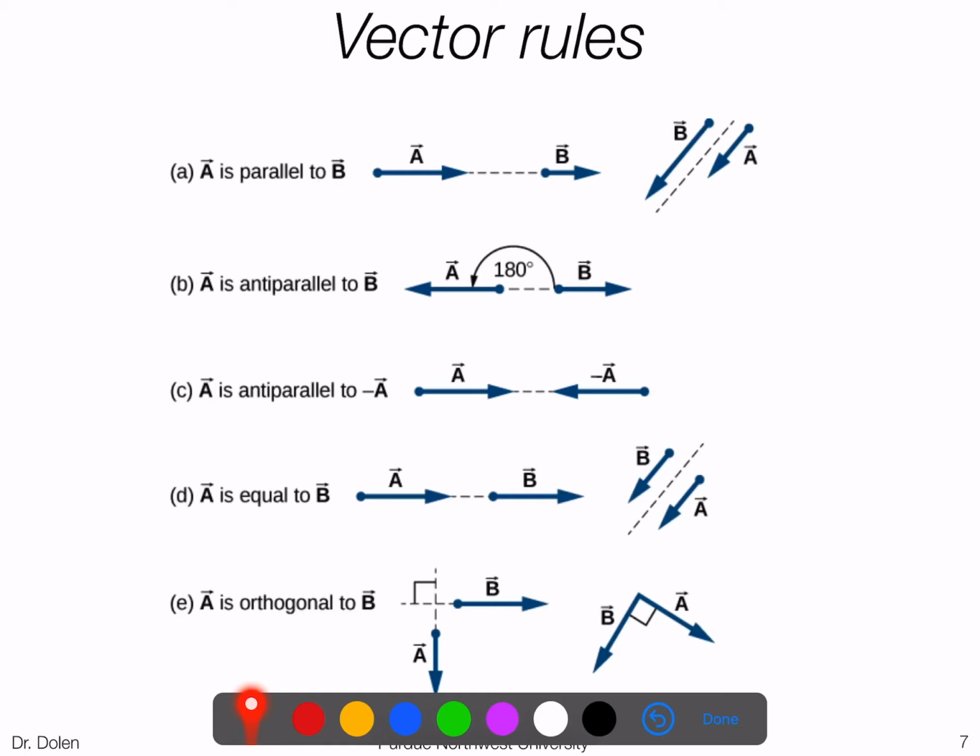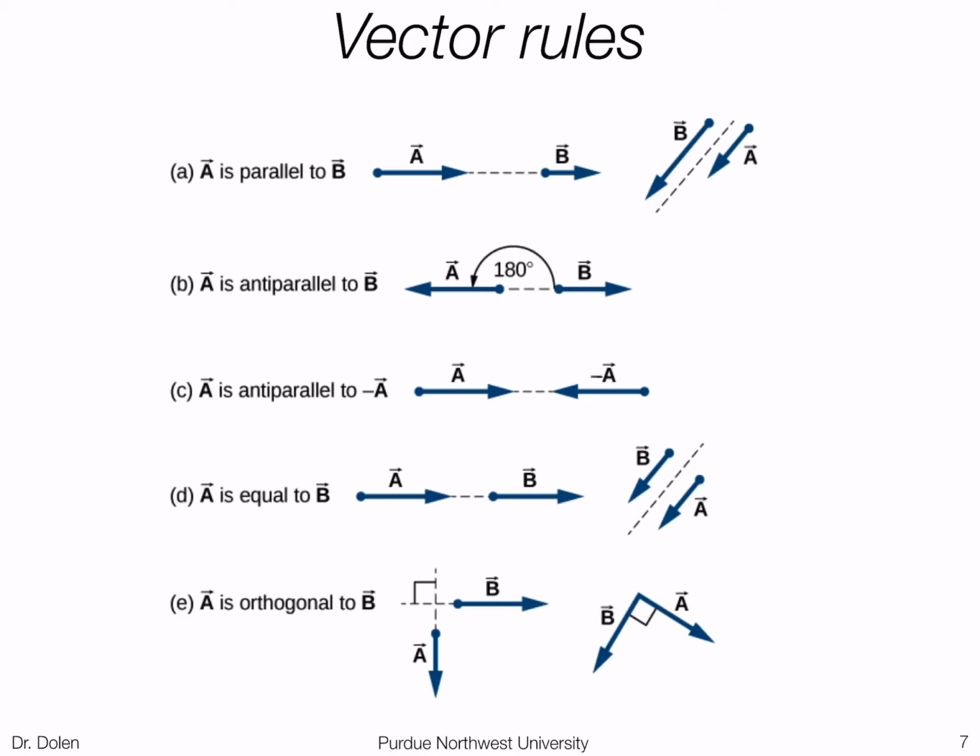Finally, two vectors can be orthogonal to each other. Orthogonal is another word for perpendicular, or it's saying that two things are 90 degrees apart. So in this case, vector A and vector B are 90 degrees apart from each other. Okay, so those are some important rules that we can just keep in our minds when we're talking about vectors.